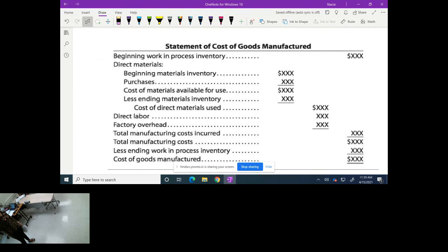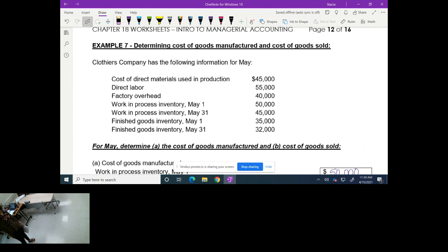This is like a template for you for the statement of cost of goods manufactured, for you to look back at if you need it for homework. But we're going to go through calculating cost of goods manufactured and cost of goods sold. This is not actually a statement, but it's similar.